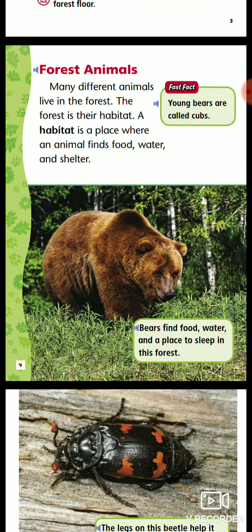Forest animals. Many different animals live in the forest. The forest is their habitat. A habitat is a place where an animal finds food, water, and shelter. Young bears are called cubs. Bears find food, water, and a place to sleep in the forest.